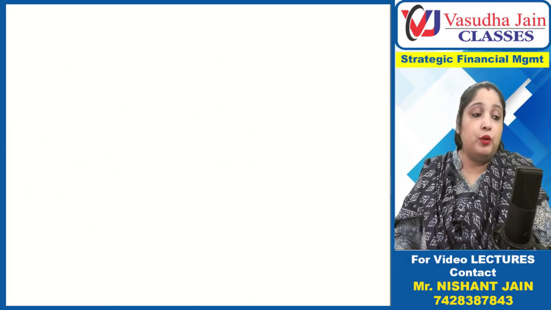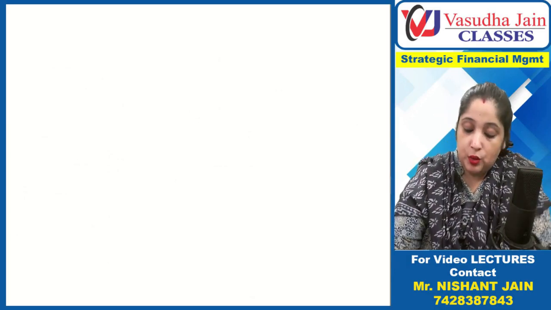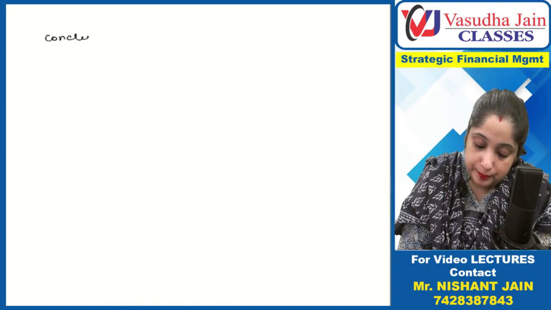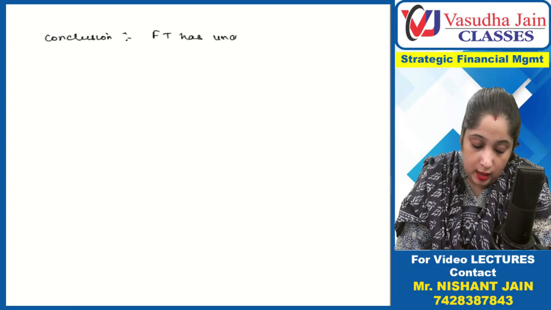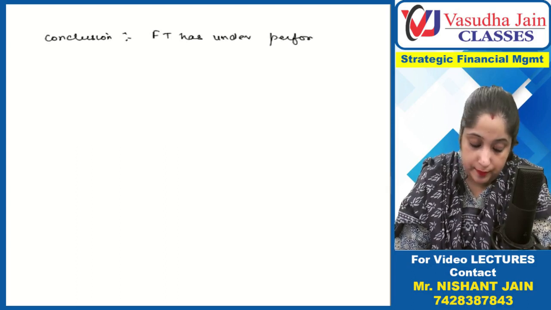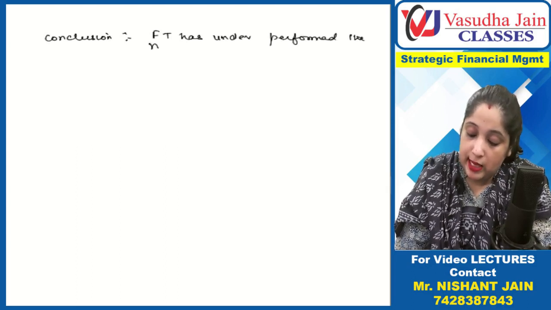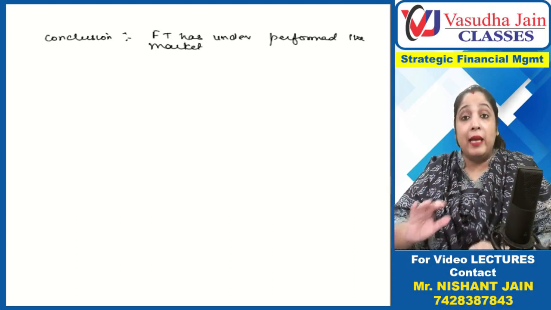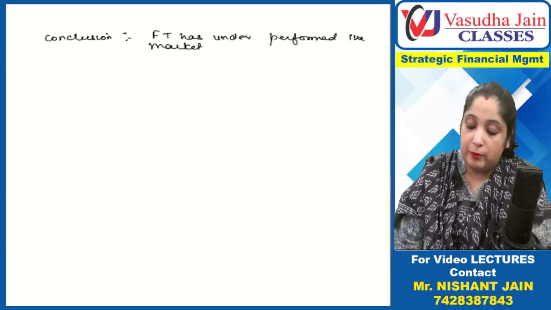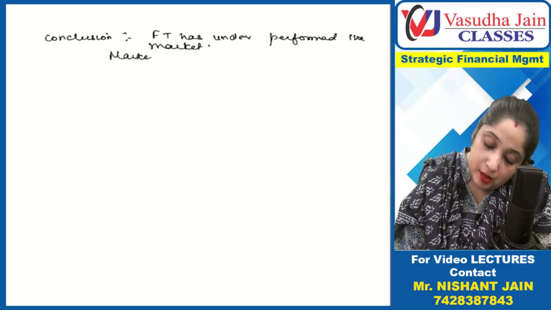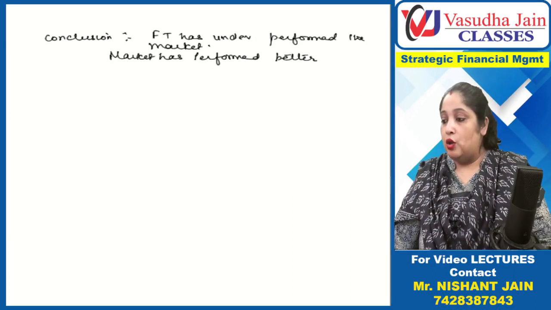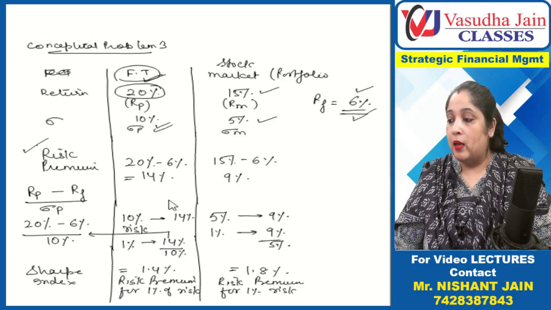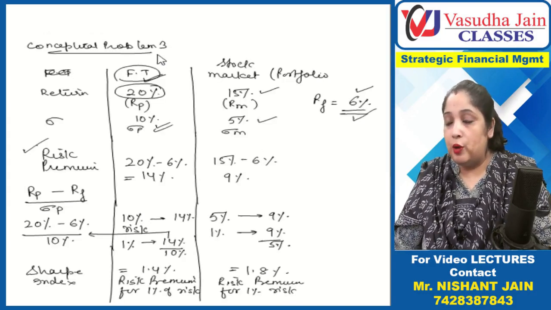So the same thing we are going to write in our evaluation. Conclusion, a simple one line conclusion: the fund has underperformed the market. Basically the fund has underperformed and the market has performed better. Correct? Okay. So going back, this is your conceptual problem 3.